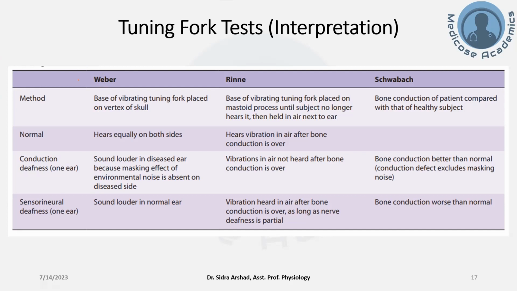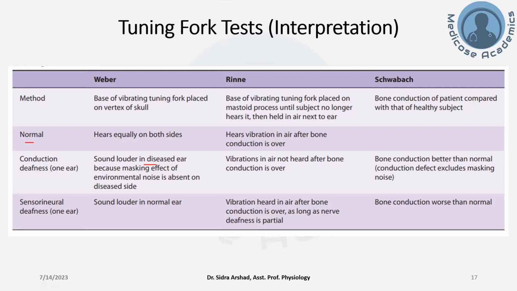The method of Weber's test is that the tuning fork is set to vibrate, and then the base of the vibrating tuning fork is placed on the vertex of the skull, and the patient is asked whether he perceives the sound of the tuning fork equally in both ears, or if he is hearing that sound more in one ear than the other. The normal result is that the person hears the sound equally on both sides. In conductive deafness of one ear, the sound is going to be louder in the diseased ear.